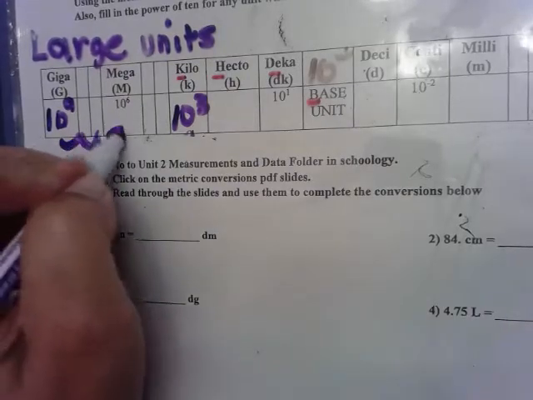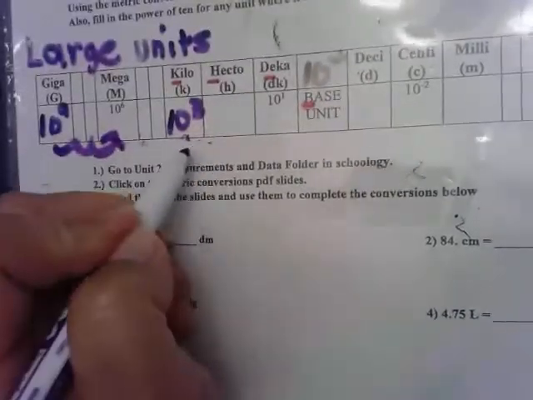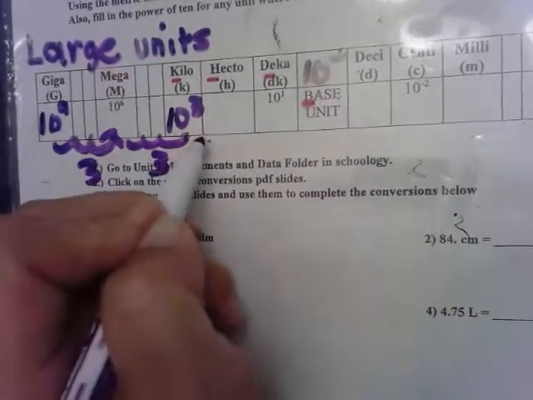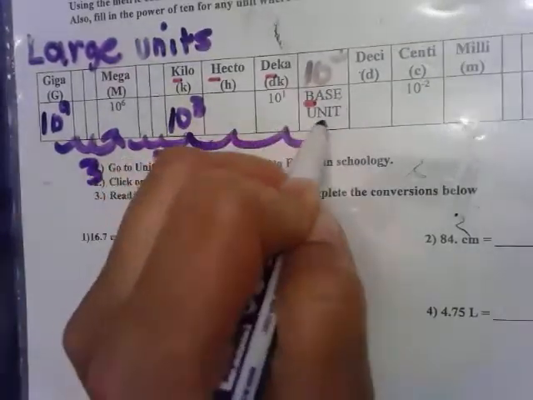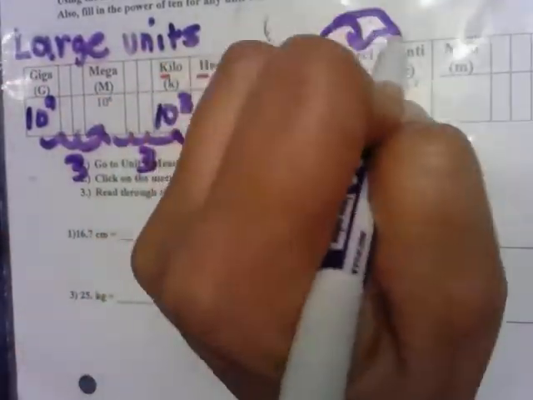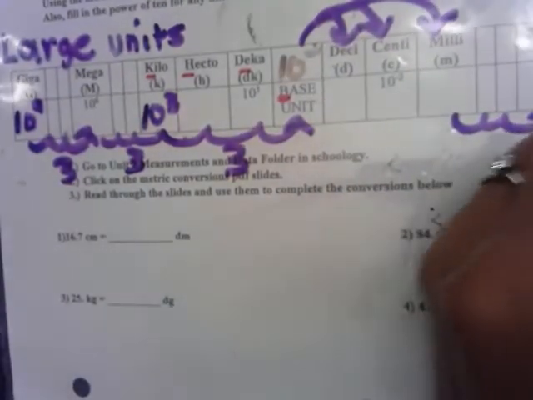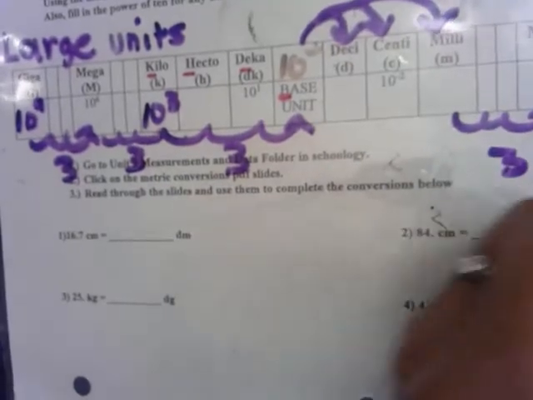1, 2, 3 places. Keep going. 1, 2, 3. This is 3 places apart, and then this is 3 places apart to the base unit. Now these 3 are actually 1 place apart. So 1 place, then 3 places, 3 places, and 3 places.